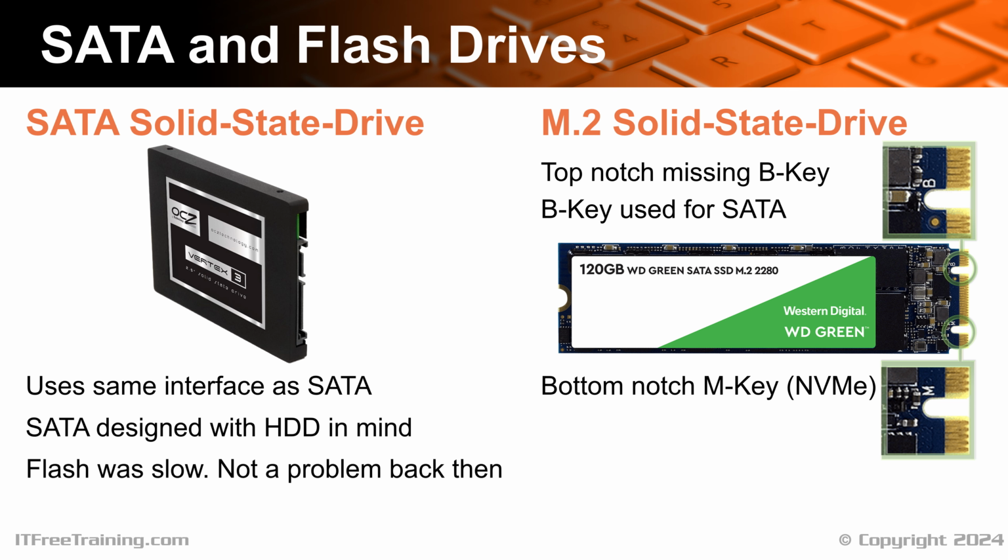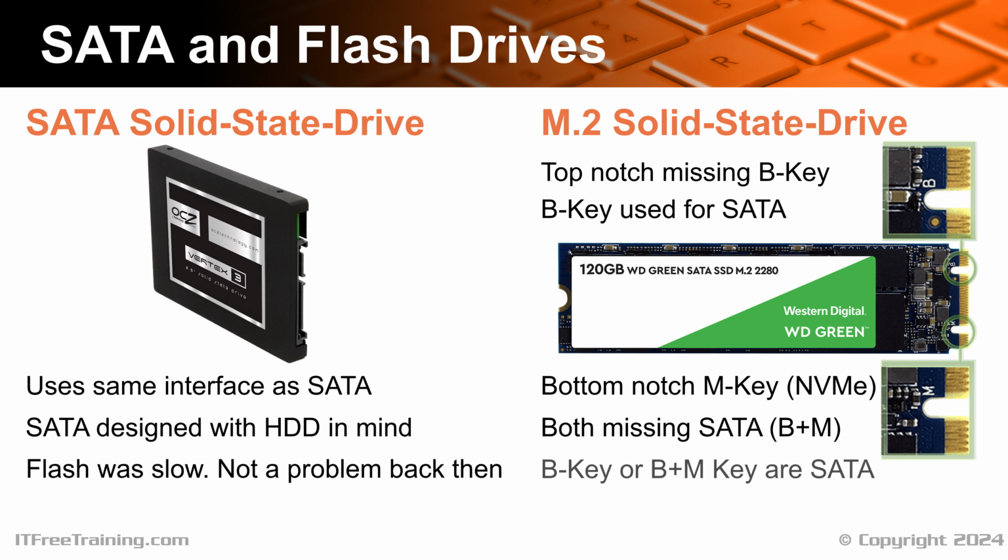Thus, if you see both notches missing, it's safe to assume it is SATA. You'll often hear this referred to as a B plus M key. To put it simply, if you ever see B key or B plus M key mentioned, it's referring to SATA. It appears that the market is moving slowly towards M.2 SATA rather than larger solid-state drives. SATA won't disappear anytime soon, and later in the video I will look at the reasons why.